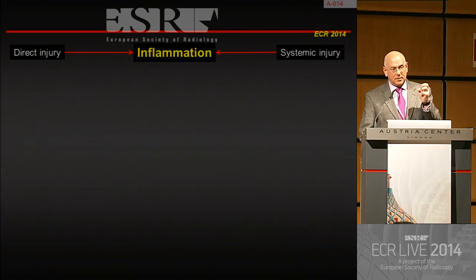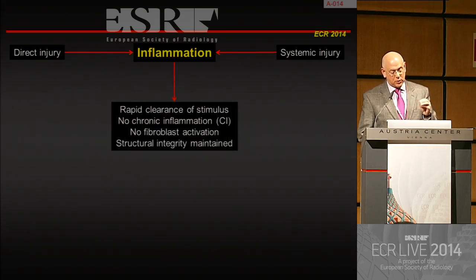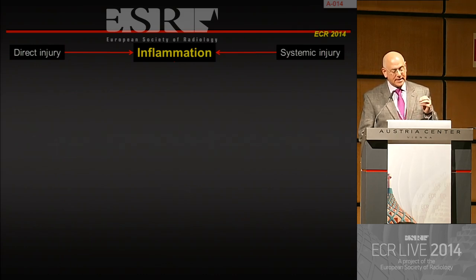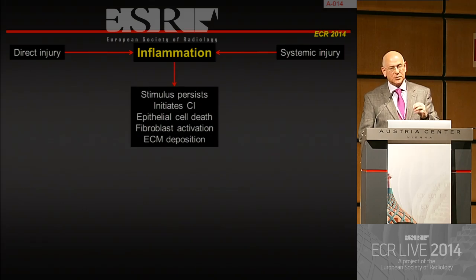The first basic mechanism is that once there is inflammation, there is rapid clearance of the stimulus, there is no chronic inflammation, there are no fibroblasts around, the structure of the lung is maintained, and the pathologic process completely resolves. This is what typically happens, for example, in acute pneumonia. You have the event, there is the process, there are changes in the lung, you treat the patients, changes go away, no scar, nothing.